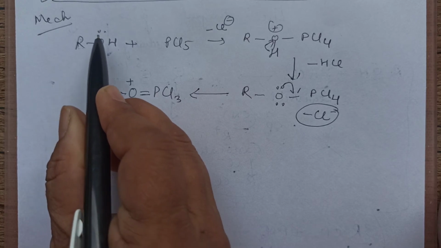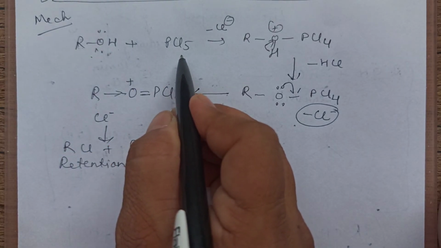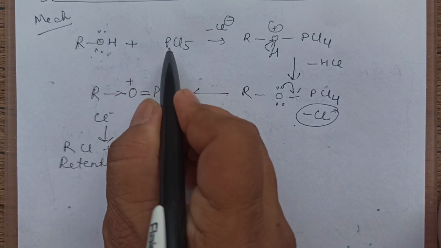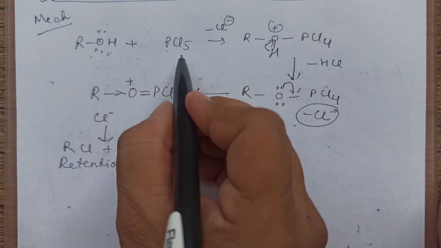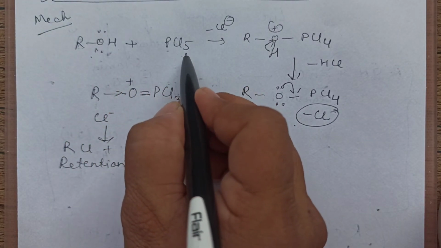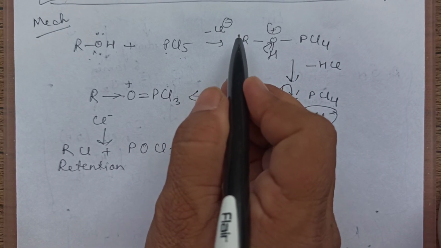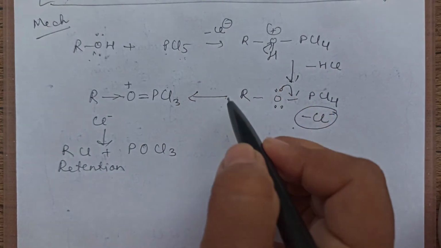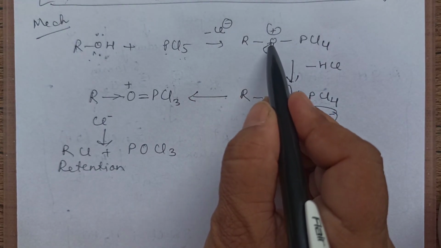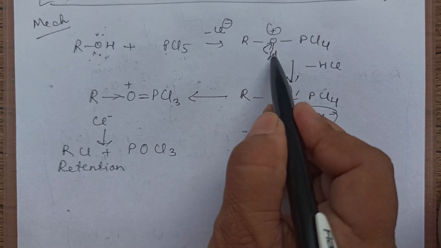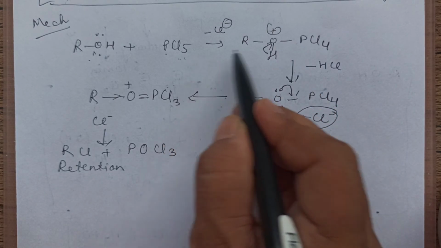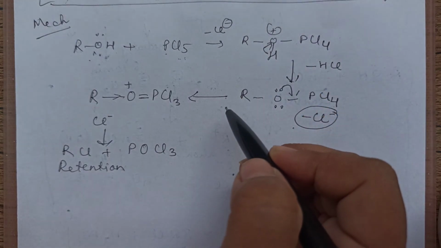Alcohol having two lone pairs, PCl5. This lone pair is given to phosphorus. When this is given, one chlorine from here comes out as Cl minus. And what you are having now is alcohol, ROH, with one positive charge and only PCl4 left. One Cl has come out.